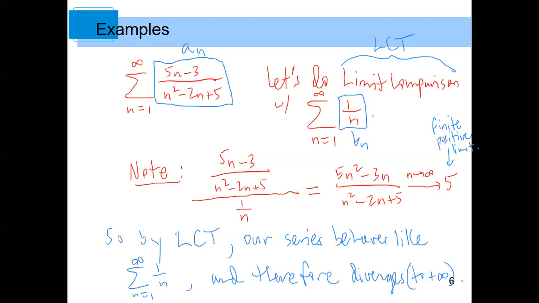Limit comparison test subsumes direct comparison, but sometimes it's just convenient to use direct comparison really quickly. With limit comparison, you have to compute this blasted limit. Does that make sense? You have to actually take the ratio of the terms from the series you started with and the series you're comparing it to. You have to take that limit, and that can be a little annoying. Okay.